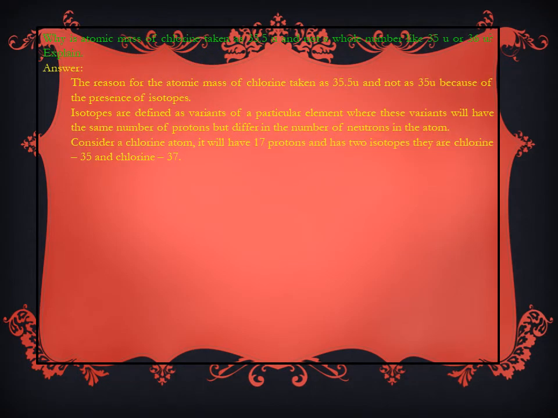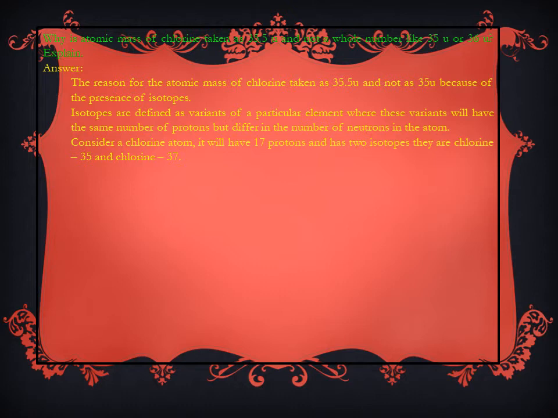Now the next question: why is the atomic mass of chlorine taken as 35.5 U and not a whole number like 35 U or 36 U? Explain. Answer: the reason the atomic mass of chlorine is taken as 35.5 U and not 35 U is because of the presence of isotopes.